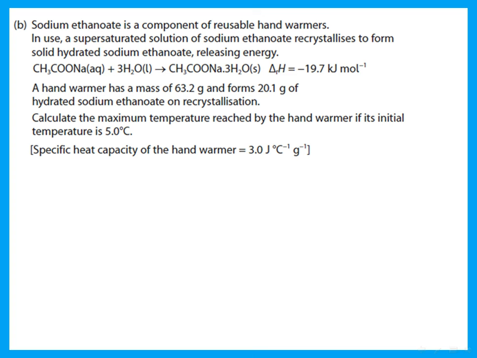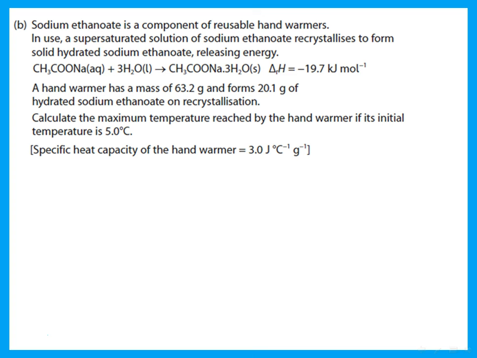Sodium ethanoate is a component of reusable hand warmers. In use, a supersaturated solution of sodium ethanoate recrystallizes to form solid hydrated sodium ethanoate, releasing energy. A hand warmer has a mass of 63.2 grams and it forms 20.1 grams of hydrated sodium ethanoate, which is the product in that reaction. Calculate the maximum temperature reached by the hand warmer if its initial temperature is 5 degrees Celsius.